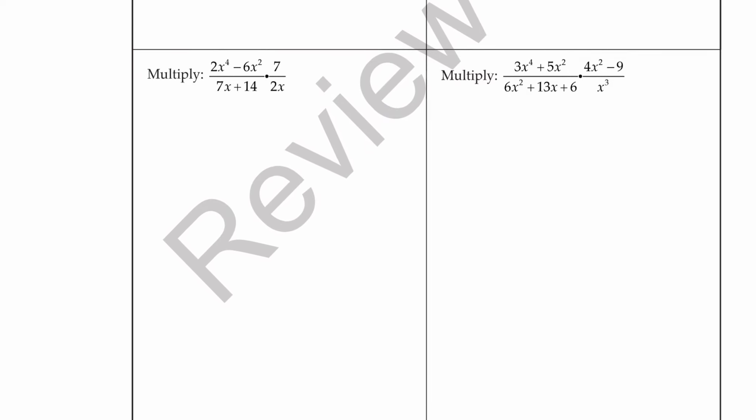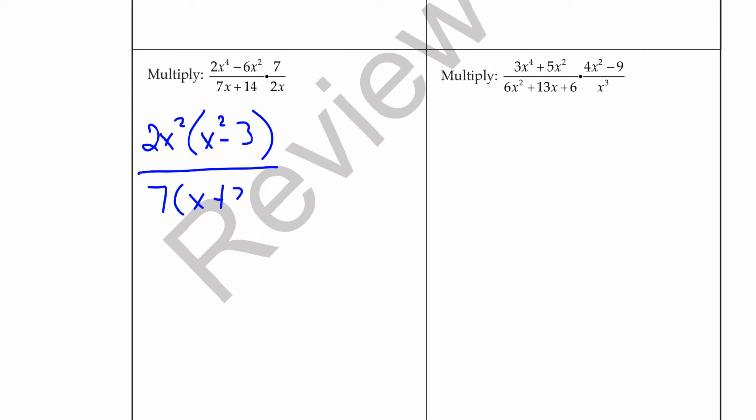All right, now we have some more complicated multiplication, which involves polynomial factoring. So we're going to factor. Looks like there's a GCF here of 2x squared. So let's factor out 2x squared. We're left with x squared minus 3. In the denominator, a GCF of 7 times x plus 2. 7 is prime, so there's no factoring going on, and the denominator here is a monomial, so again, just pulling it apart, 2 times x.